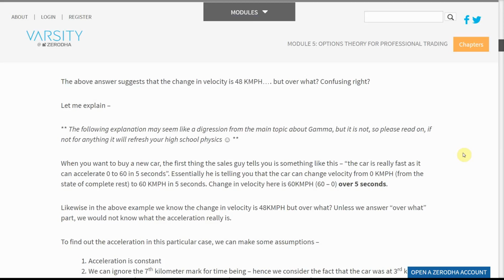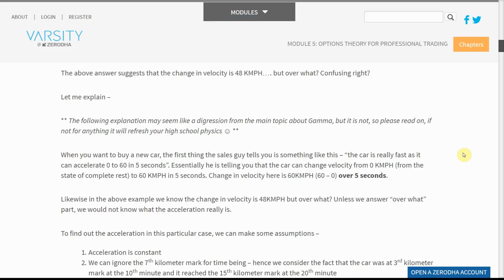Likewise, in the above example, we know the change in velocity is 48 kmph, but over what? Unless we answer, over what period, we would not know what the acceleration really is. To find out the acceleration in this particular case, we can make some assumptions.